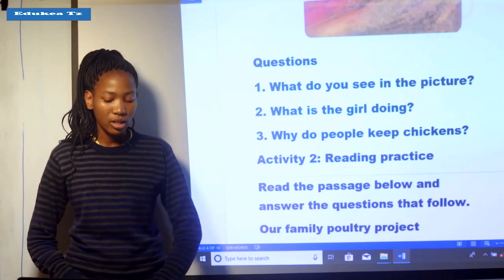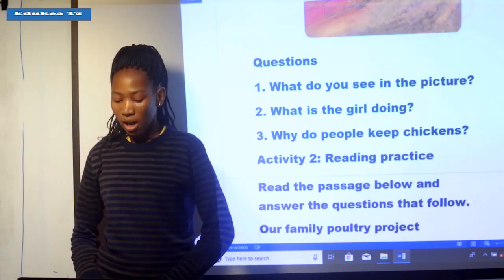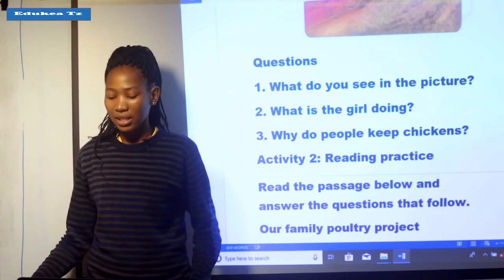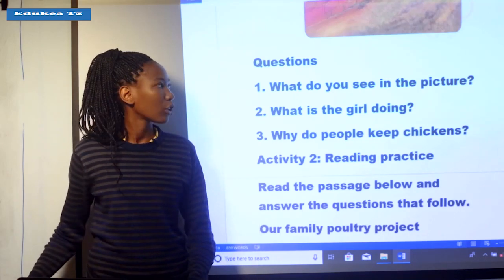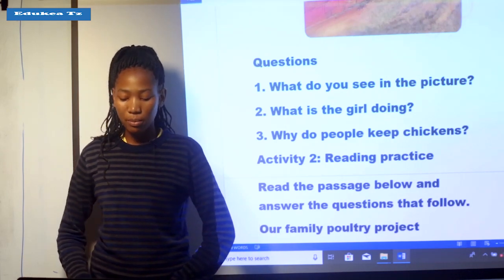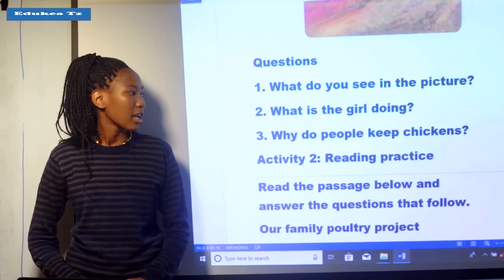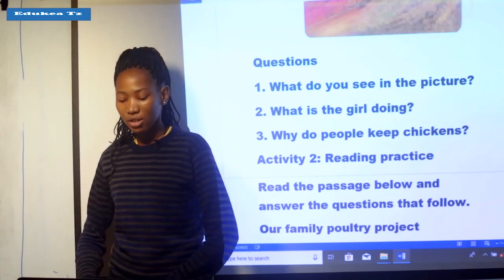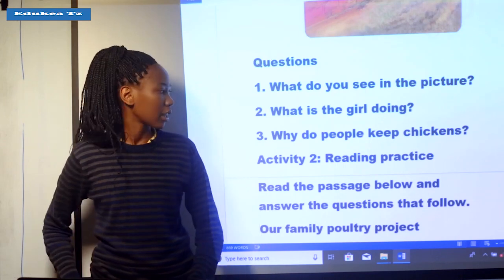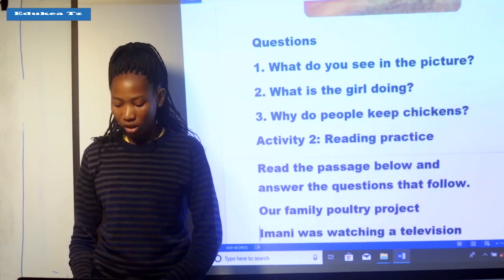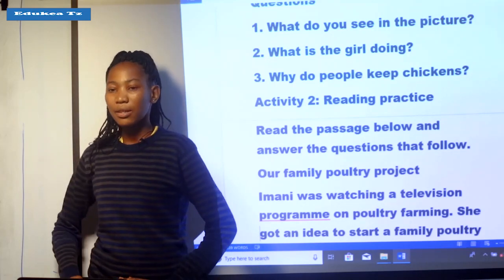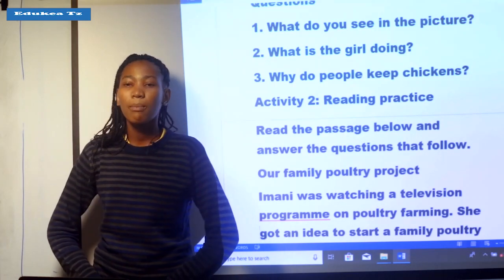Another question is, what is the girl doing? In this question you must write the activities done by the girl shown in the picture. Last question is, why do people keep chickens? In this question you should write the reason why people keep chickens. After that, we are going to study activity 2, talking about reading practice.